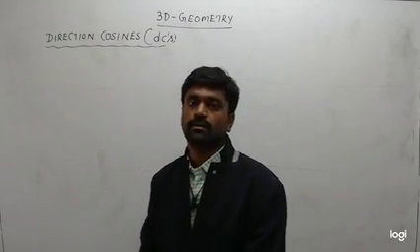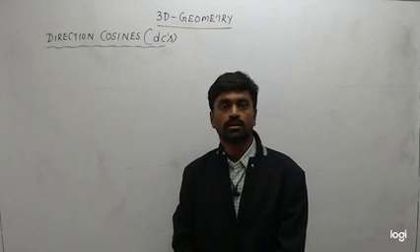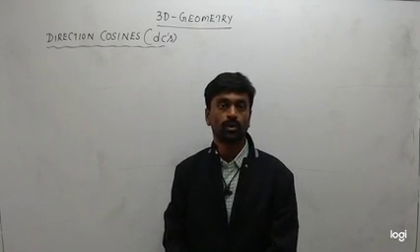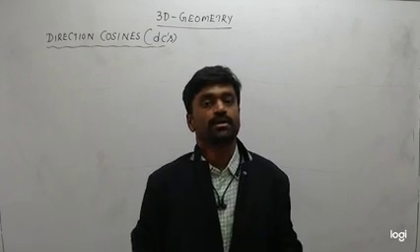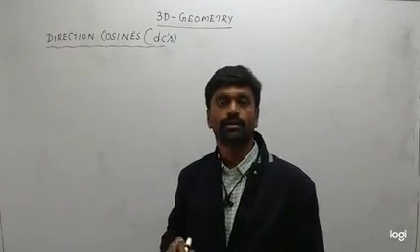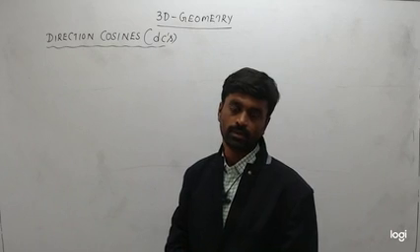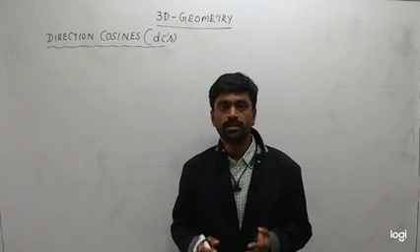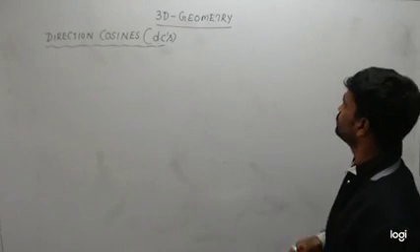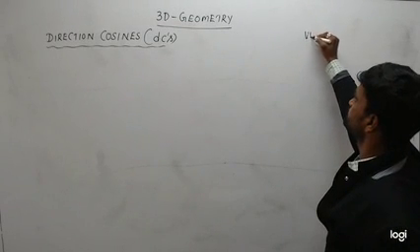Hi. So in this class, I'm going to start direction cosines of a directed line. What is the definition of direction cosines? In short form, DCs of a directed line. So first of all, what is the meaning of directed line? Okay. So already you are familiar with vectors.